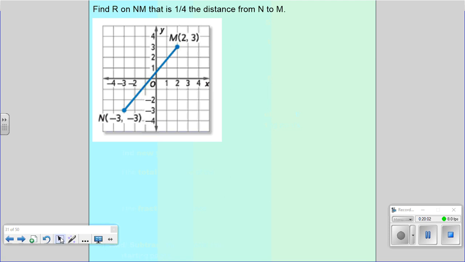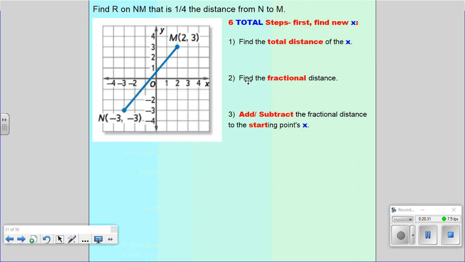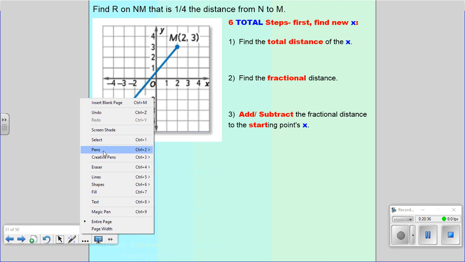And last but not least, it wants us to find r on segment NM that is 1/4 of the distance from N to M. So now we're getting into fractional distance. If you recall on the number line, fractional distance had 3 steps. On a coordinate grid, it is double that because what you do to x, you must do to y. So the first thing is find the new x. So we're going to find the total distance of our x's and only focus on the x's.